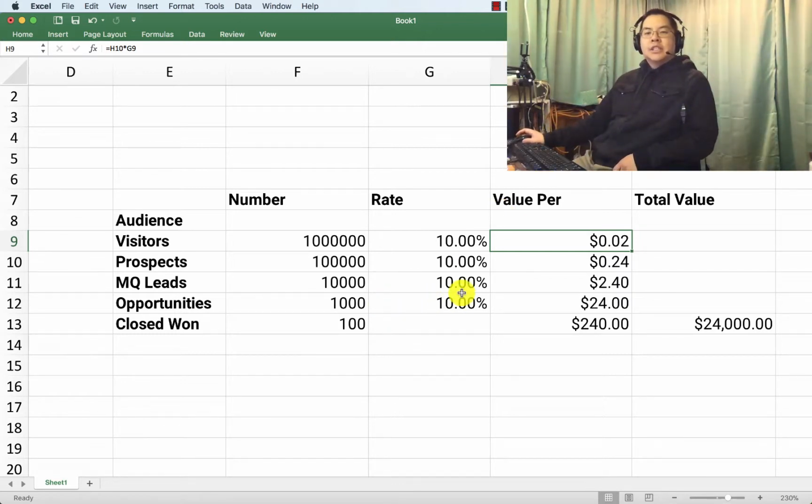So you may not necessarily have some of these phases, but you do have the ability to compute visitors to your website, and you could do a similar calculation like this to figure out what's the value of that visitor.